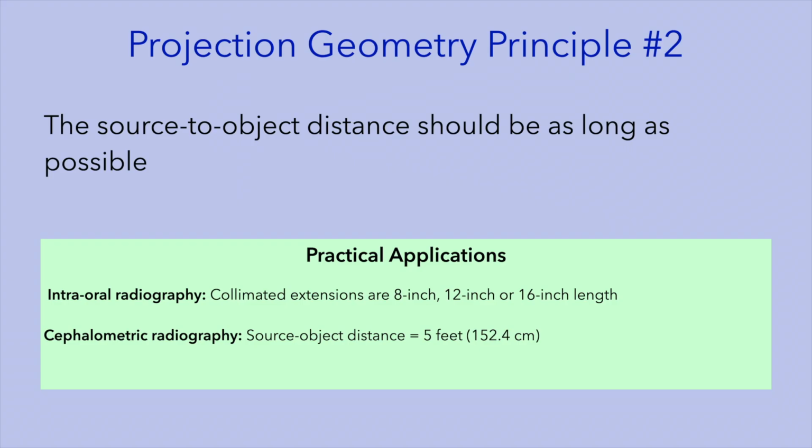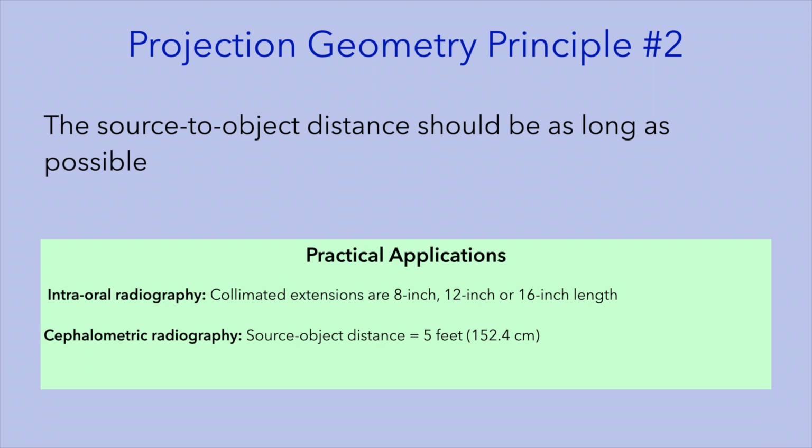And this is the basis of the second principle of projection geometry. The source-to-object distance should be as long as possible. So how do we practically apply this information? Vendors of intraoral radiographic machines will provide collimated extension cones that are 8, 12, or 16 inches in length. The longer the length of the extension cone, the less the magnification and the sharper the image.